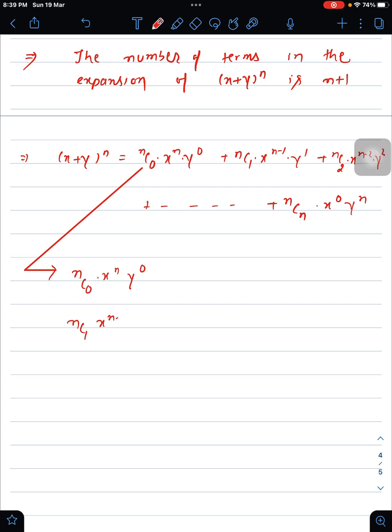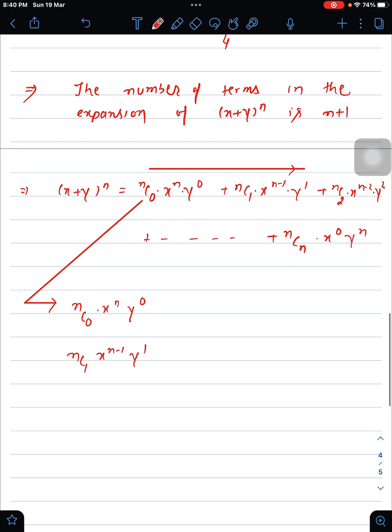nC1 x to the power n minus 1 y to the power 1. So you will find that the power of x is decreasing. On the other hand, the power of y is increasing, but the sum of the powers remains constant, and that is going to be equal to n. That is a very beautiful property. What we are observing is that the power of the first term is decreasing, but the power of the second term is increasing, but the sum of the powers of both the terms is constant, and that is going to be equal to, beta, n.